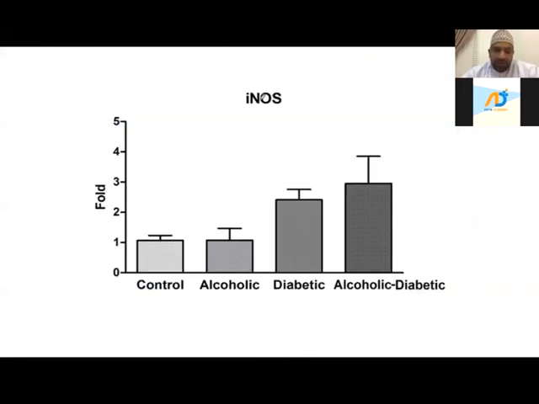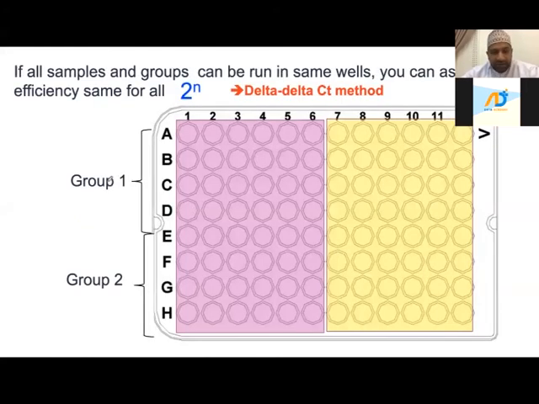Now, this is one of the examples. We measure inducible nitric oxide synthase, and the data you're going to get in delta-delta-CT is a fold expression. We're going to discuss this in the analysis in the workshop. Now, let's take this example.